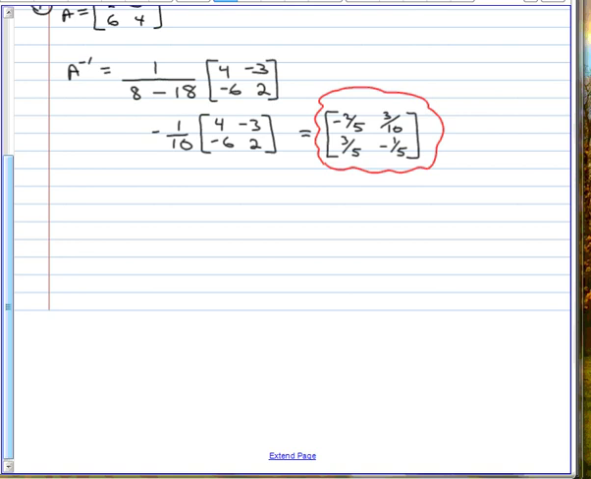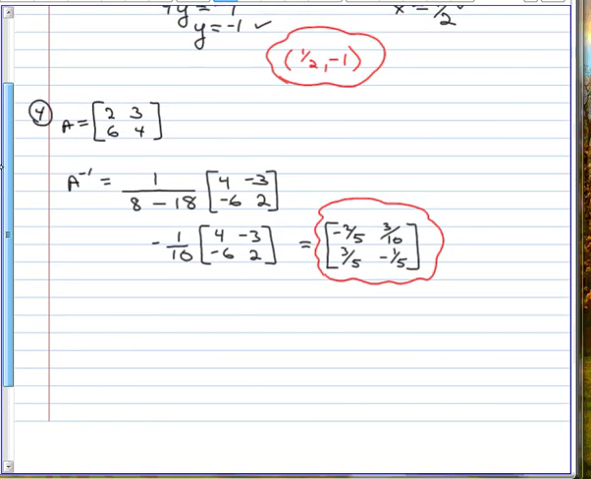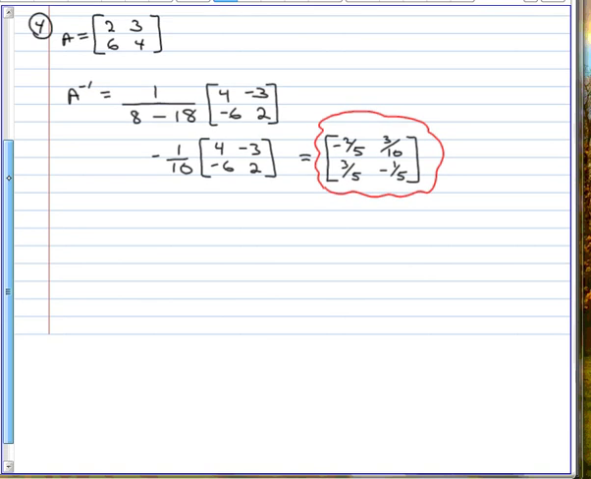The second sentence says, then show how to use matrix multiplication to support your result. How do we know that that's the inverse? How does matrix multiplication support it? Say that again. 1, 0, 0, 1. When I multiply the inverse here that we just found, negative 2/5, 3/10, 3/5.